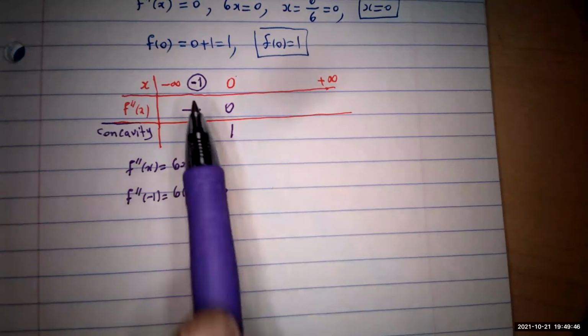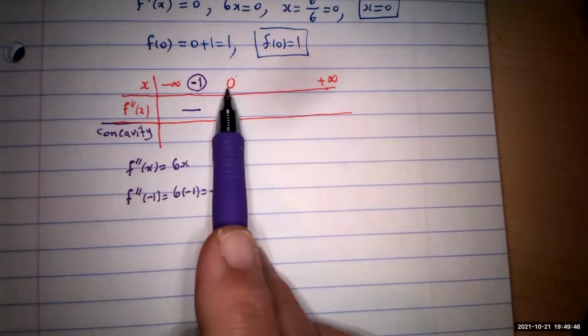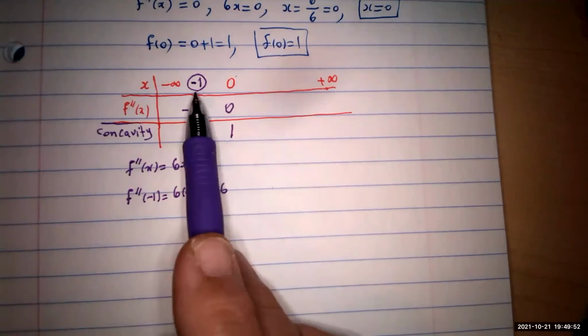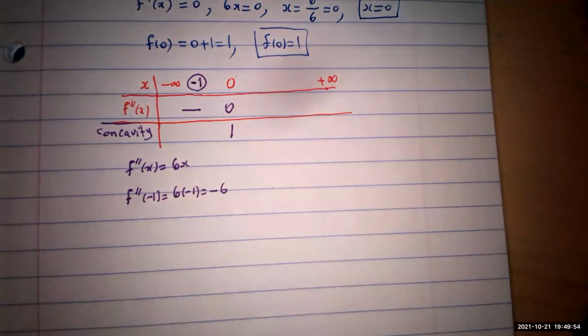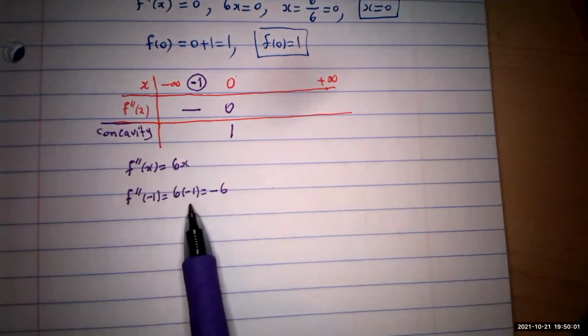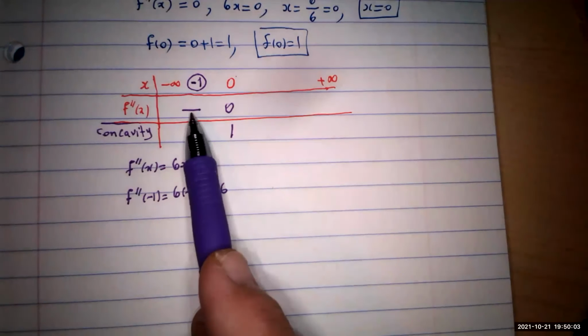So you have to check one number here. The number must be negative because it's between negative infinity and 0. I picked negative 1, but it doesn't matter. You can pick negative 2, negative 5. We don't need the value, we just need the sign. So any number that gives you a negative here.